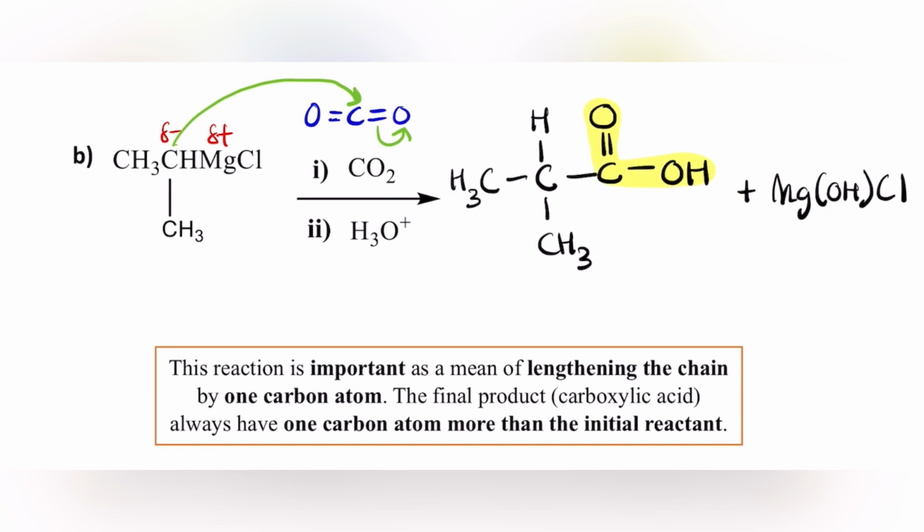So reaction ini is very important dengan syarat kita akan lengthen the chain by one carbon atom. If you realize here, you got extra carbon atom here. Instead of 3 carbon atoms, awak ada extra lagi satu. Dan ini adalah perbandingan daripada initial reactant awak yang ada 3 carbon, dia jadi 4 carbon.